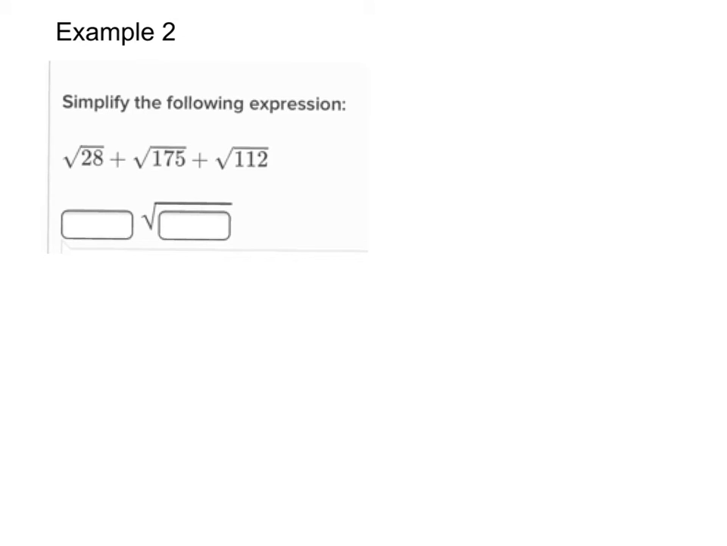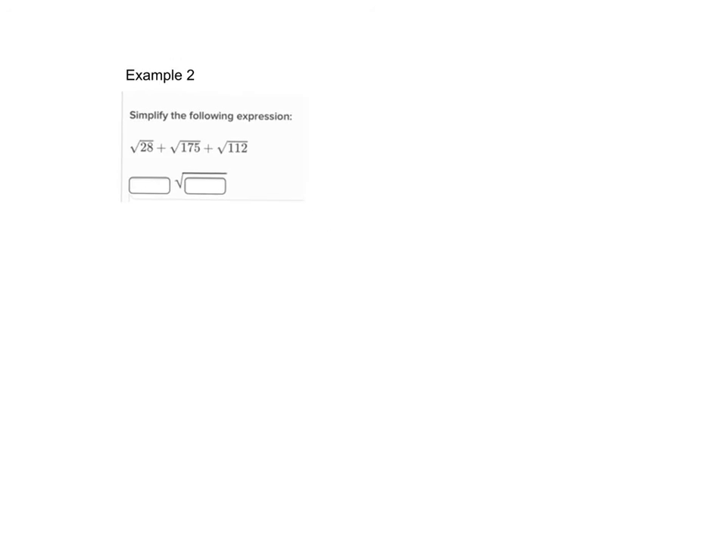Notice on example 2, it's wanting me to add all three of these. And here I have square root of 28 plus the square root of 175 plus the square root of 112. Okay? And this 28 is not the same as that 175, which is not the same as that 112, so I can't add them. But let's simplify each radical and then see if what's left can be added. So let's do one at a time. Let's start with the square root of 28.